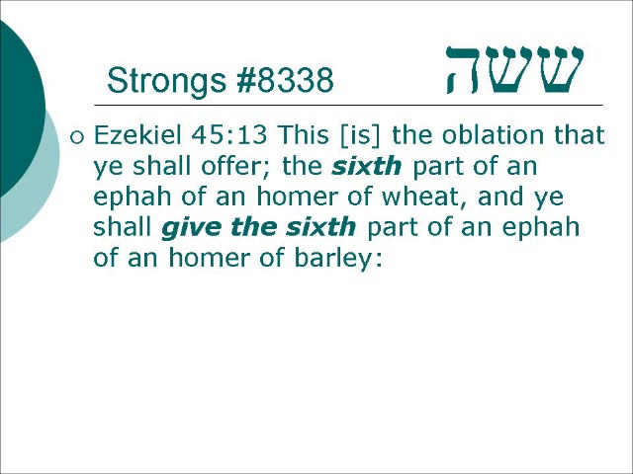Just as we saw maybe with the number 3, the number is used as a verb to divide something up into parts, and so we have this root, shasha, which means to divide something up into 6 parts. Ezekiel 45:13, this is the oblation that ye shall offer, the sixth part of an ephah of an omer of wheat, and ye shall give the sixth part of an ephah of an omer of barley. So that second phrase there, give the sixth part, is just a verb to six it, from the number shesh.